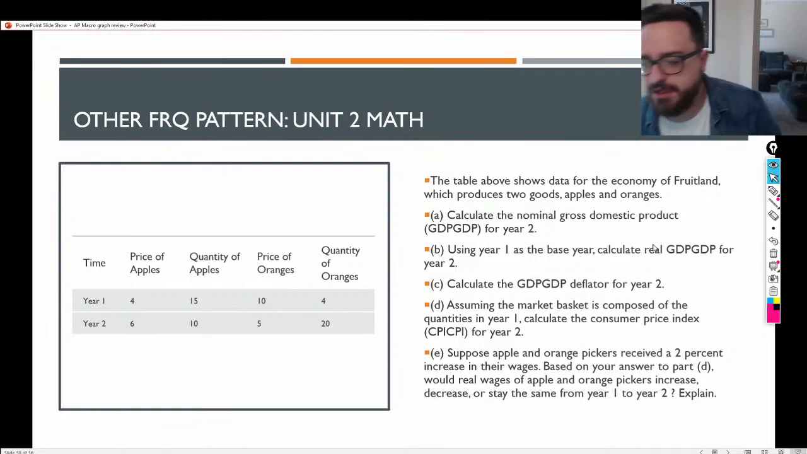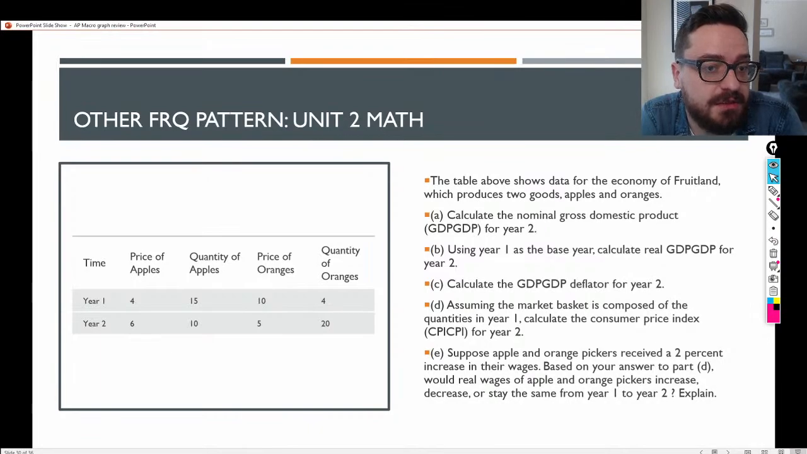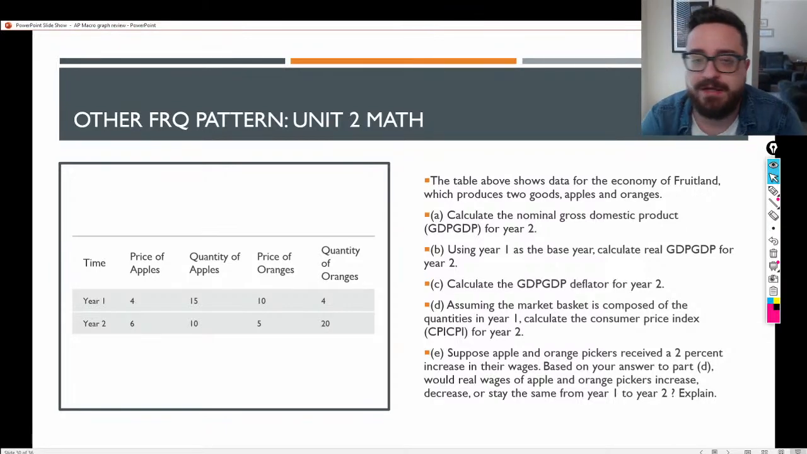So the other FRQ type I have seen frequently, saw it a ton last year. A ton of last year's FRQ was a bunch of Unit 2 math stuff, because last year's AP exam didn't have any graphs on it. It was a bunch of math problems because they could ask you the math and you could answer without drawing anything. And as you should know, most of the math for the class is in Unit 2.